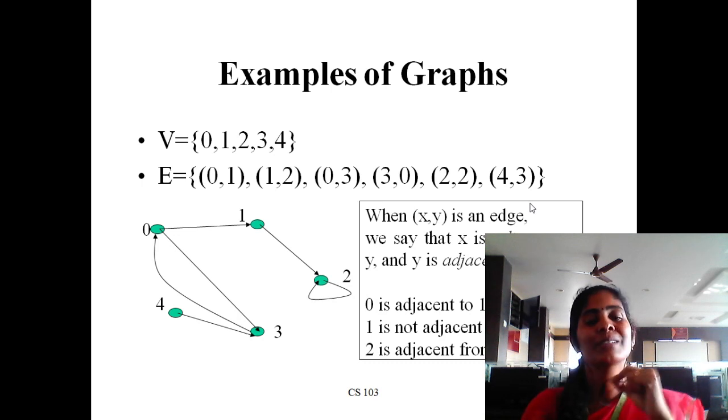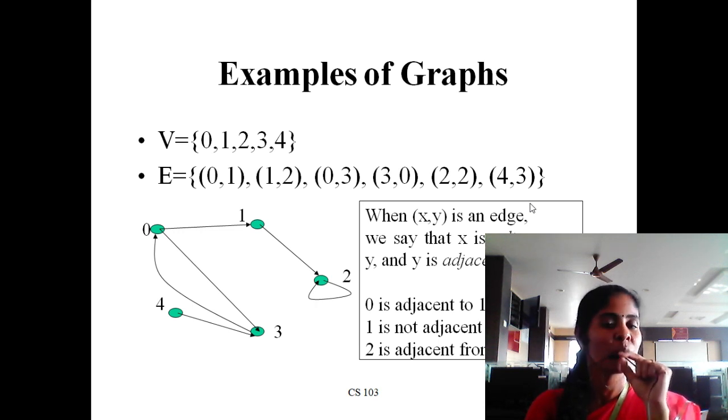Okay, this is an example diagram for a simple graph. We have five nodes available in this graph, that is 0, 1, 2, 3, and 4. Here, what does the E represent? If there is a connectivity between nodes 0 and 1 in the graph, we represent 0 comma 1 there. Then if there is a connectivity between 1 and 2, we represent 1 comma 2 there. Likewise, we continue to represent.